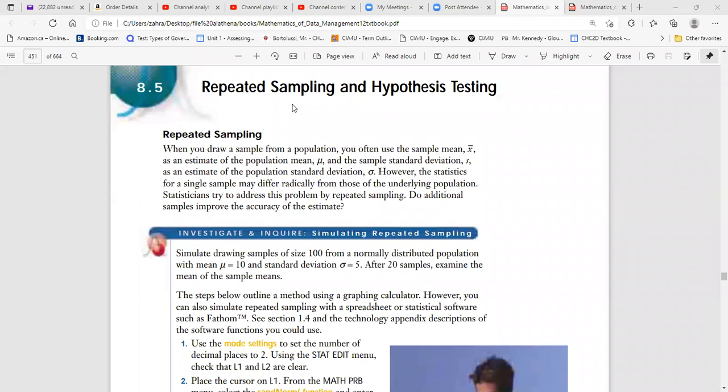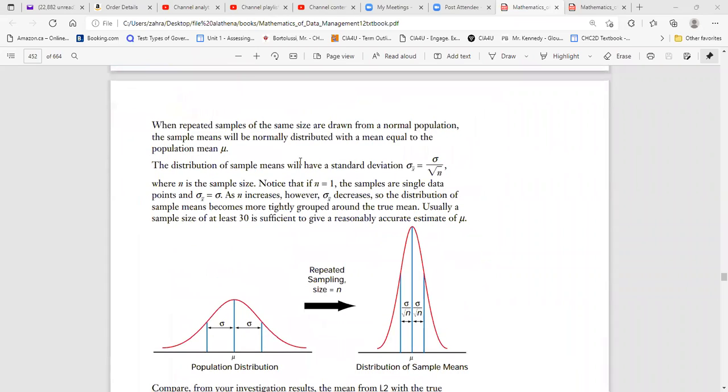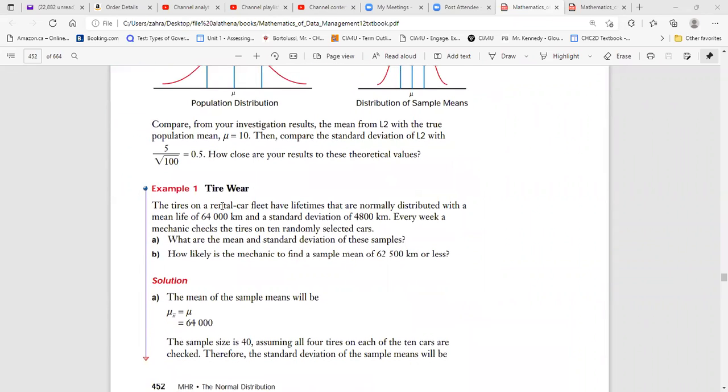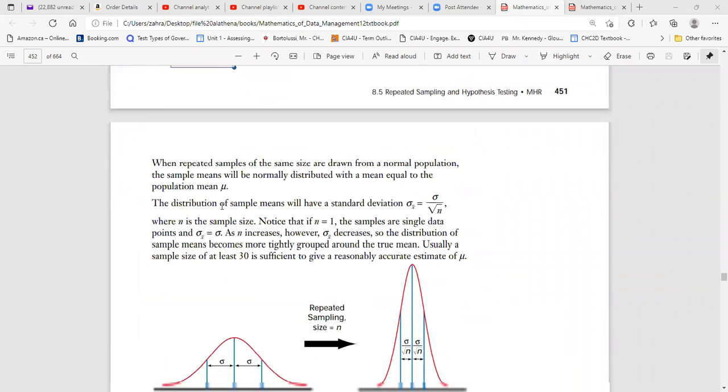Point 5, repeated sampling and hypothesis testing. So when a sample is repeated, the standard deviation will be sigma divided by the square root of n. So let's just do an example here. Also, the mu is going to be the same as the population mu.